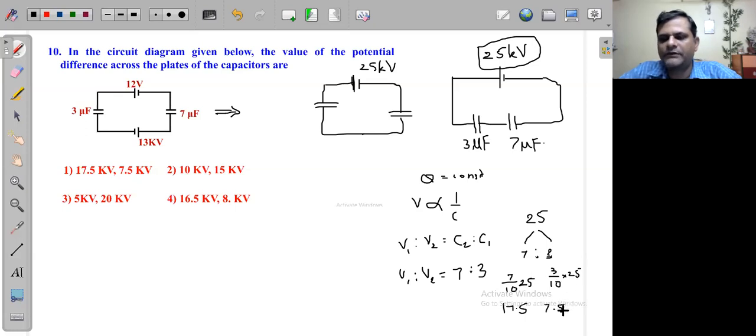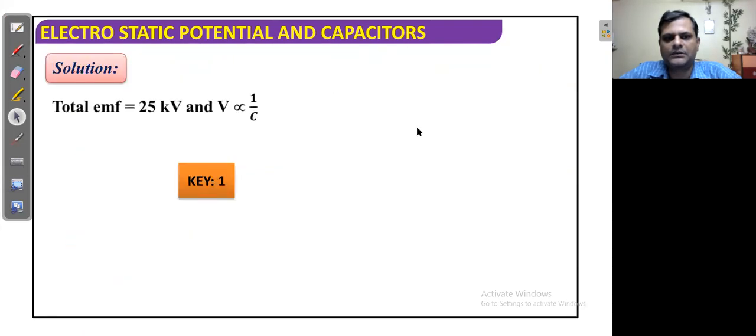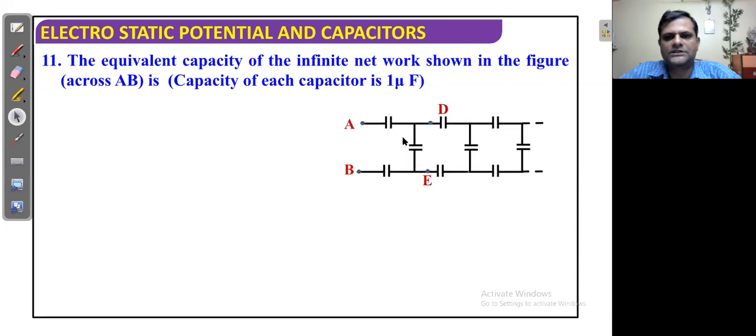Okay, so 7.5. And both of them are going to be in kilovolt only. So you can just select this 17.5 kilovolt and 7.5 kilovolt as a correct option, which is available in option number 1 here. Okay, let us check. Yes. Okay. Let us see the next question.